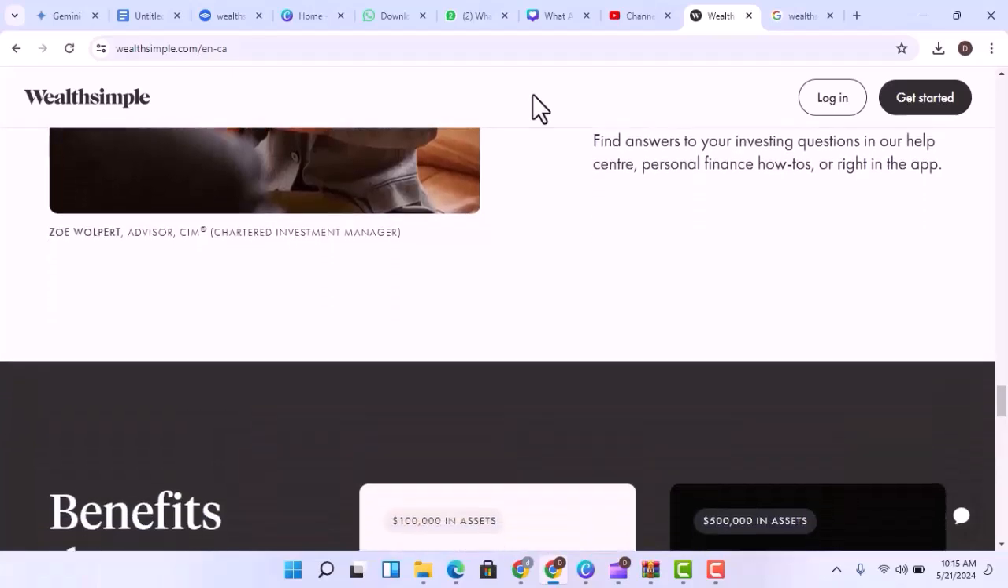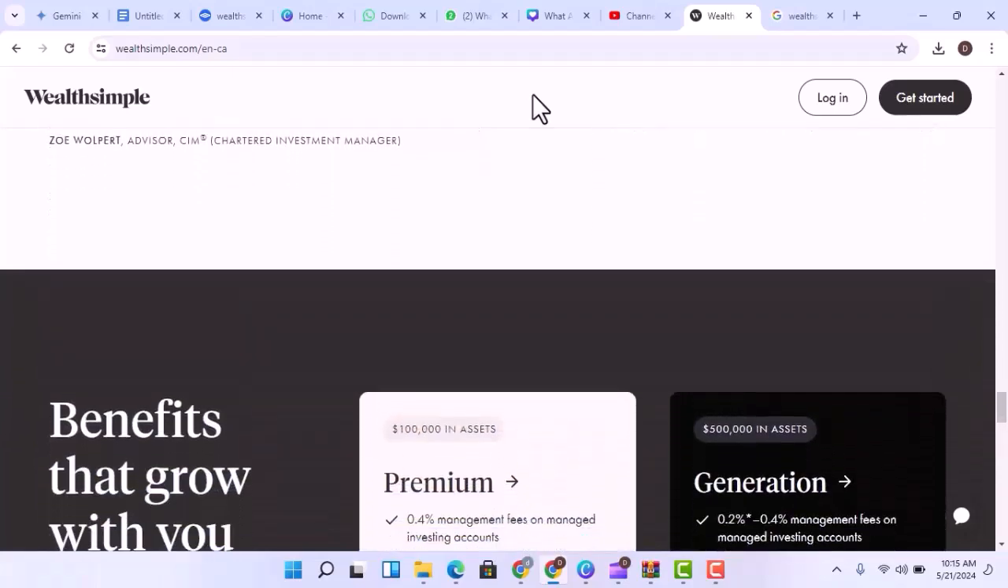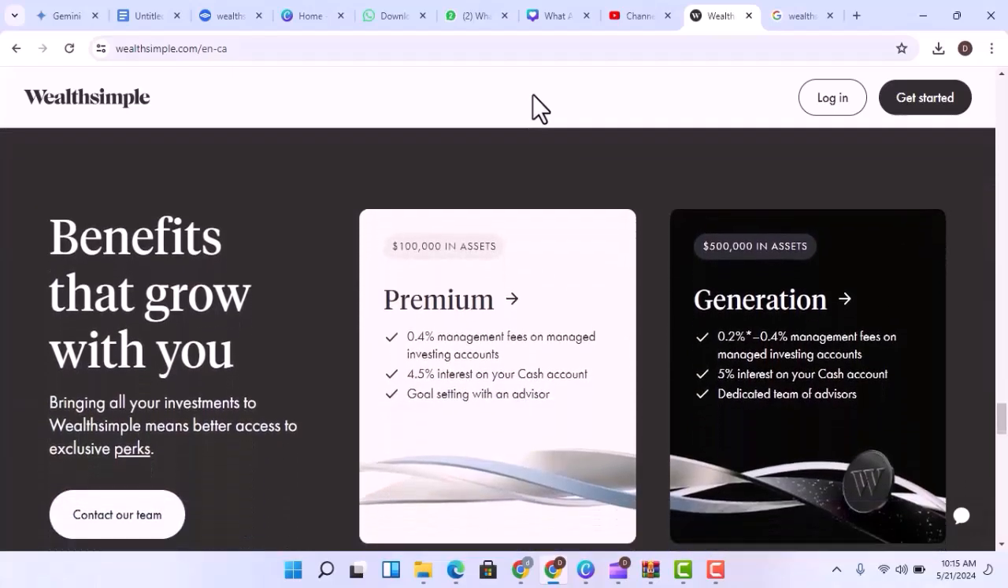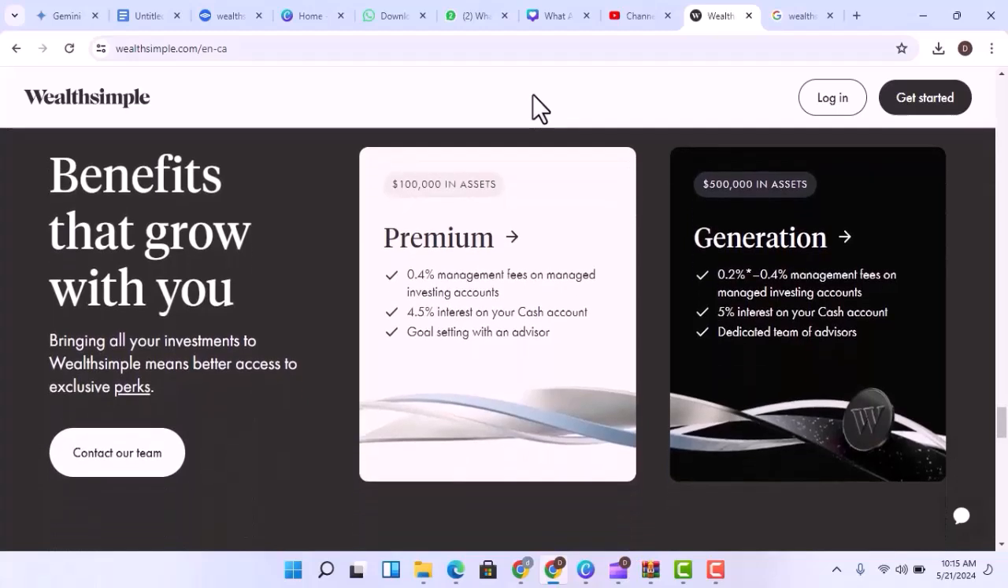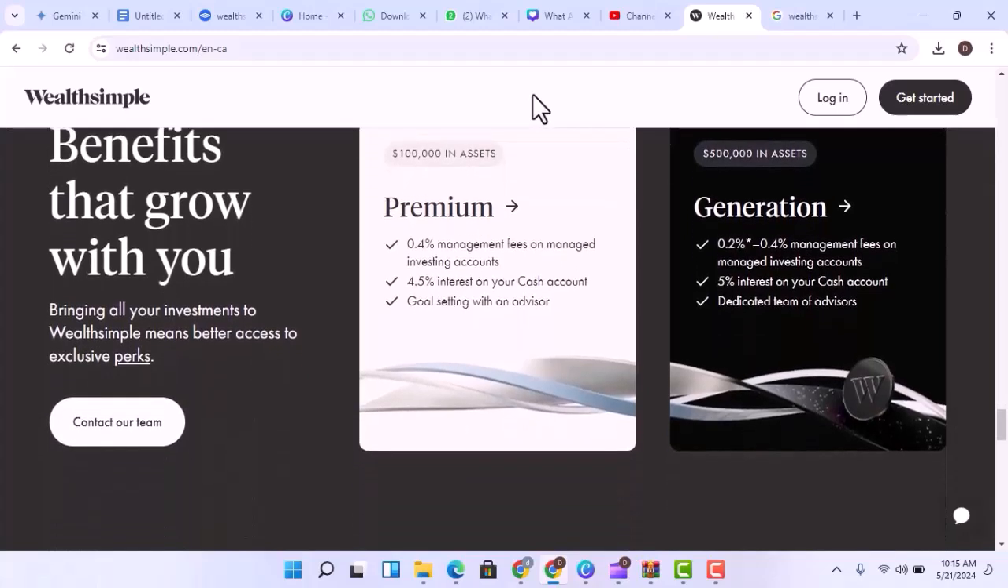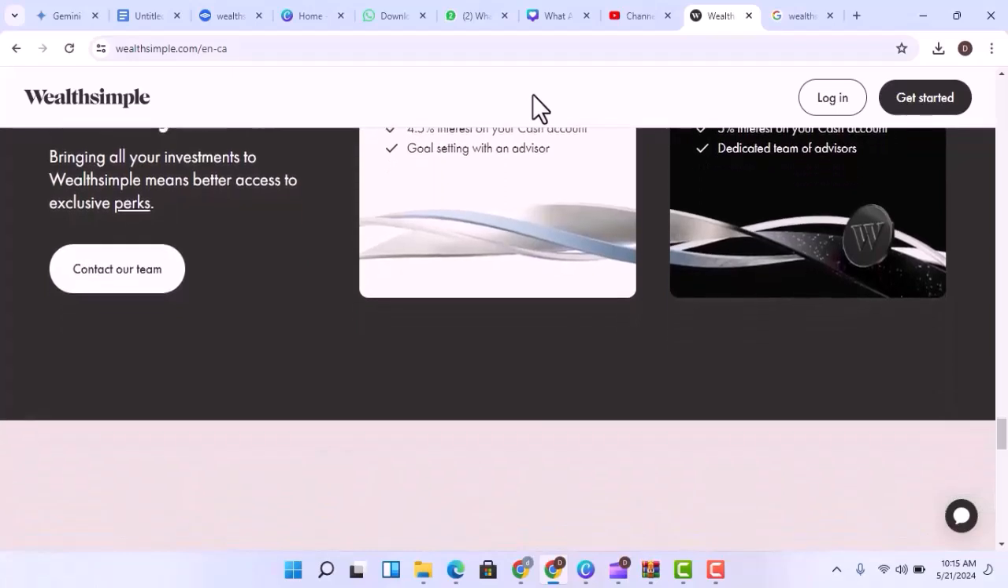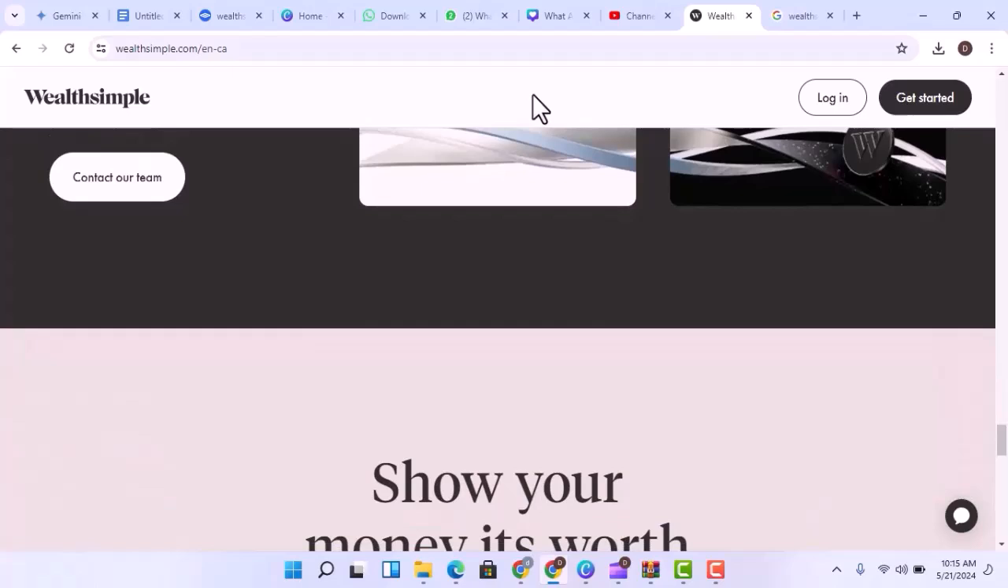Alright adventurers, here's the loot. So, can you deposit USD directly into Wealthsimple? With some creative maneuvering and the magic of USD accounts, the answer is yes. While there are limitations, Wealthsimple offers options to unlock the world of USD investing.